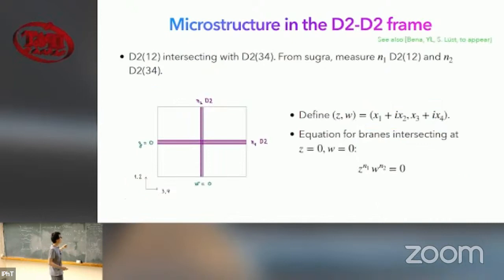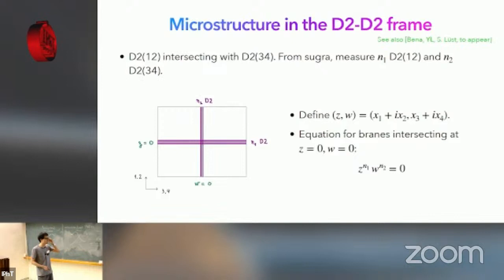For the D2, D2, the story is a little bit more complicated. And we will discuss, perhaps a little bit, some paper with Josef and Severin Lüst in a completely different context. But here it is. So the idea is that you consider D2 branes along x1, x2 and D2 branes along x3, x4. Let's say that from supergravity, you measure N1 D2 branes and N2 D2 branes from this side and from the vertical side. You can define Z and W to be made of x1, x2 and x3, x4. And the equation for the branes, which intersect at the origin, is given by Z to the power N1 times W to the power N2 equals 0.